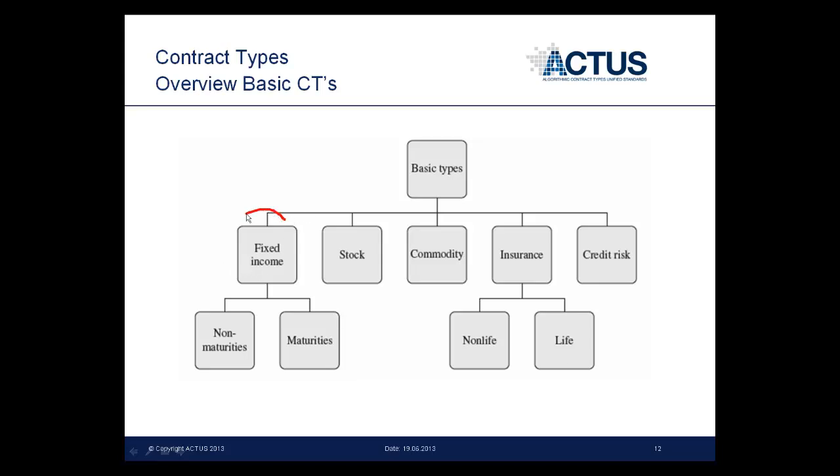Fixed income instruments on the left group all contracts related to these instruments. It doesn't matter whether the interest rate of the instrument is really fixed or floating or follows even some other mechanism, but it always refers to an interest. So they are all called fixed income. Fixed income is split again into the two main groups of non-maturities and maturities.